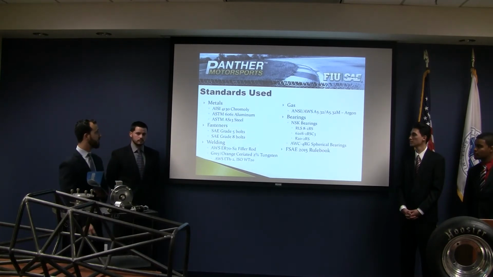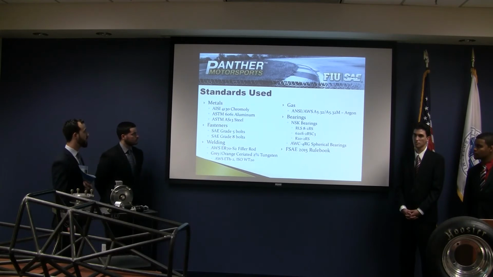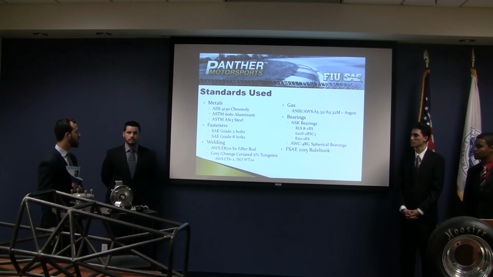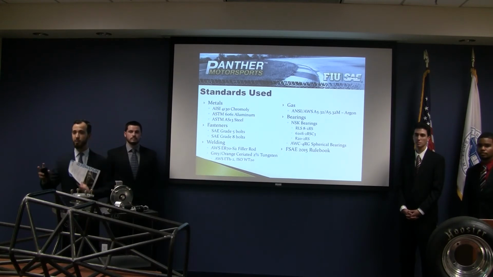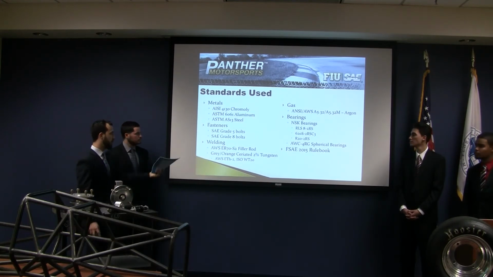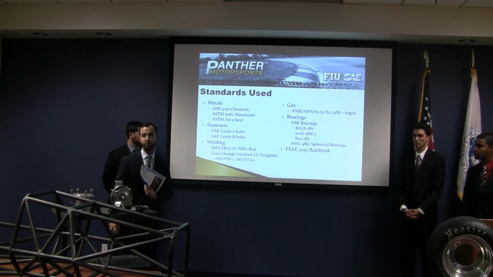So here's some of the standards we use in this project. Just for example, just the metals we use are generic 4130 chromoly, the 6061 aluminum fasteners, which is very important. Grade 5 and grade 8, which is important during technical inspection. They do check all that. And of course, following the FSAE 2015 rulebook, very important.